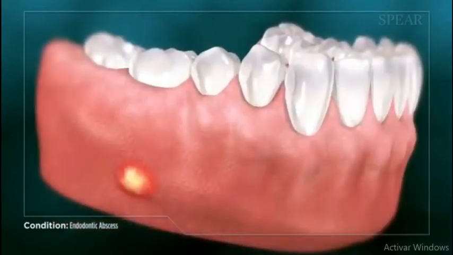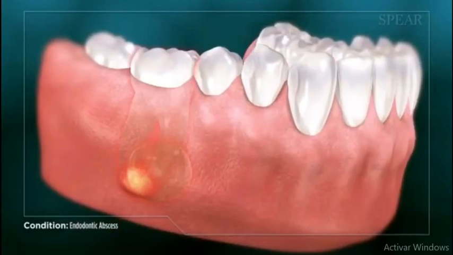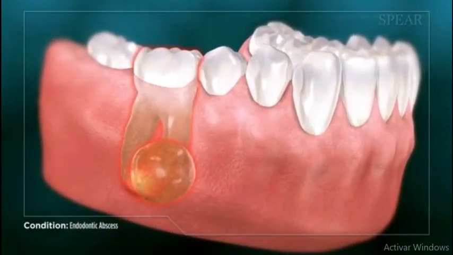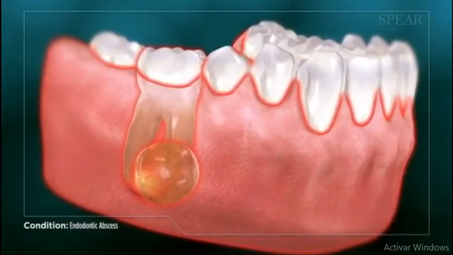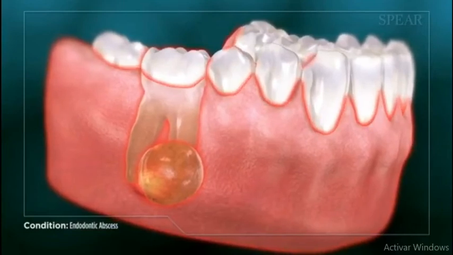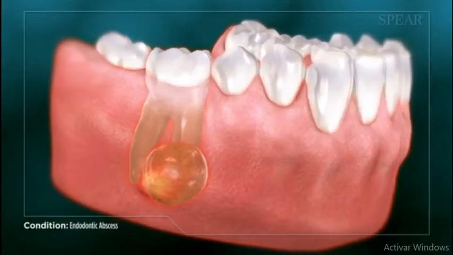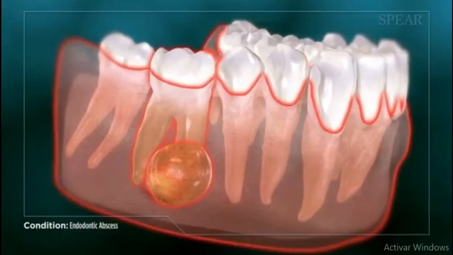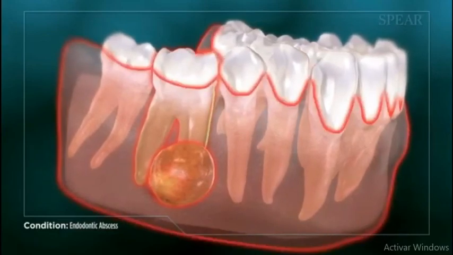Signs and symptoms that you have an abscess can include a consistent throbbing toothache, fever, swelling of the face, gums, or jaw, foul-smelling breath, and pain while chewing. You may also experience a foul taste in your mouth if the abscess is draining pus.